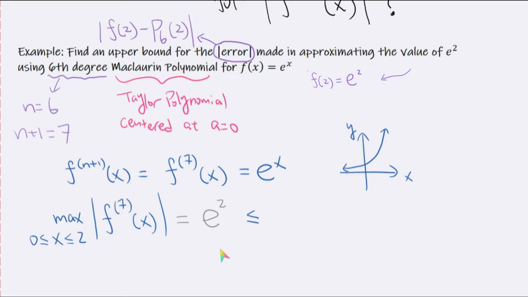This requires you to at least have some prior knowledge about e, so you should at least know that e is about 2.7 something. Or at least you should know that e is a number that is bounded between 2 and 3. So this tells us that e squared is bounded above by 3 squared, that is equal to 9.